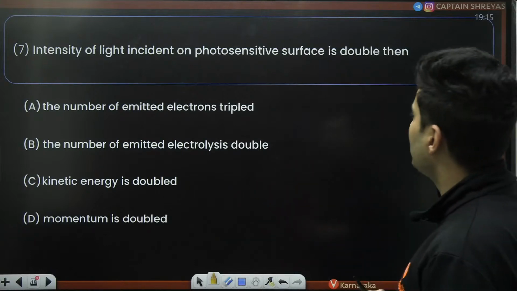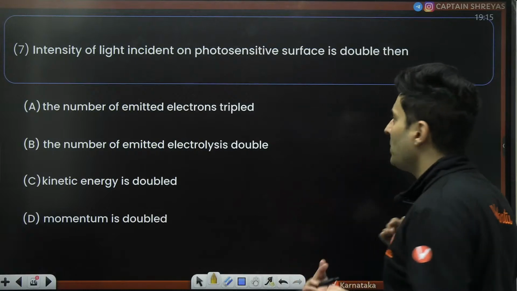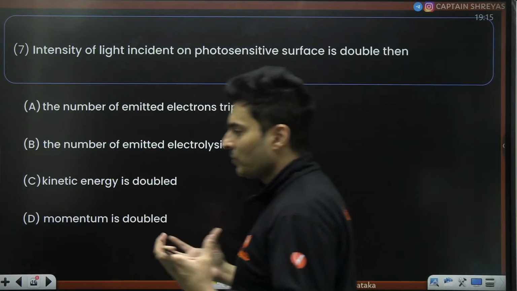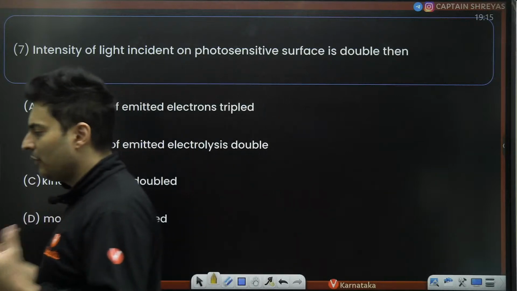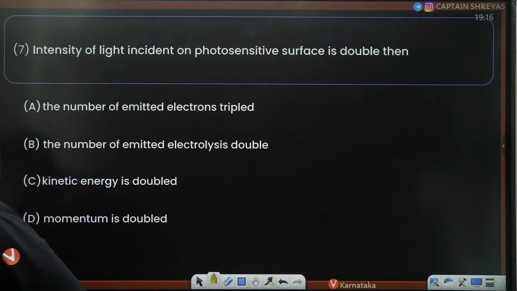Light falls on a sensitive material, and if the intensity is doubled, what happens to the electrons which are being ejected out? If more, intense light falls, what happens, guys, my dear warriors? Quickly think and tell me in the chat box right away, right now.